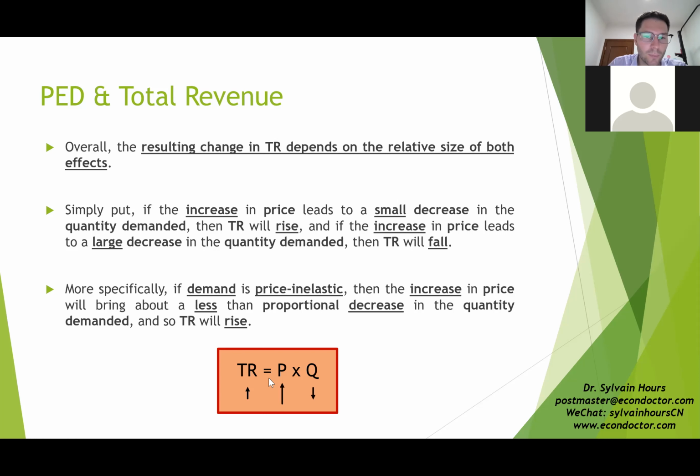Okay, so you increase the price by this amount. The size of the arrow measures, let's say, the percentage increase in price. And you see that the quantity demanded decreases, but just a little. So overall, the total revenue, which is just the product, will increase. Not by as much as the percent change in price, but it will increase. Usually that makes sense to a student.